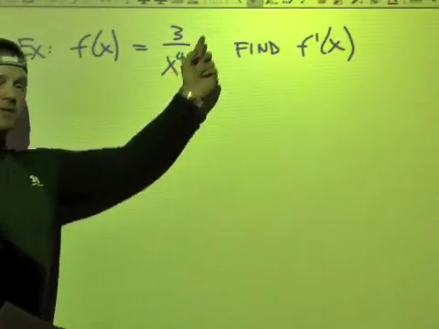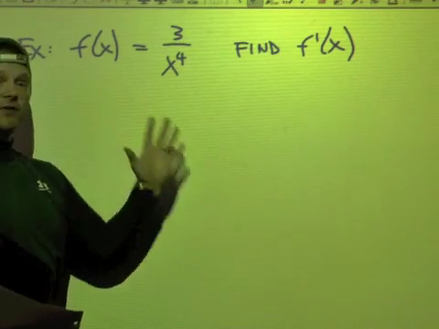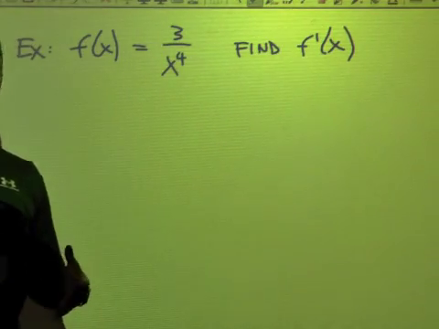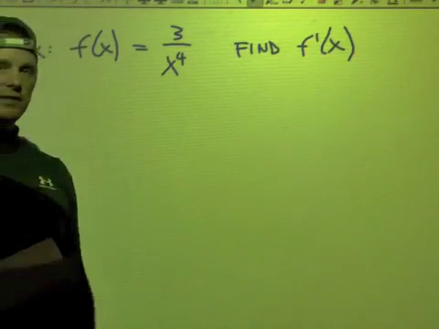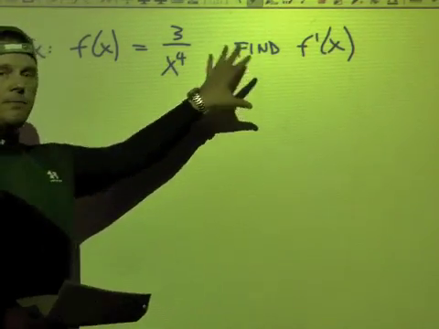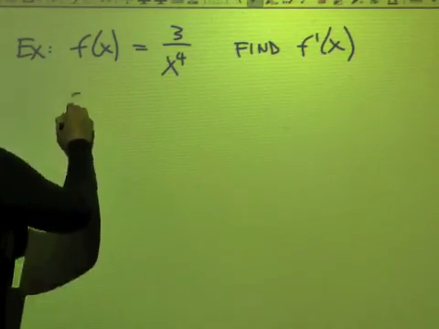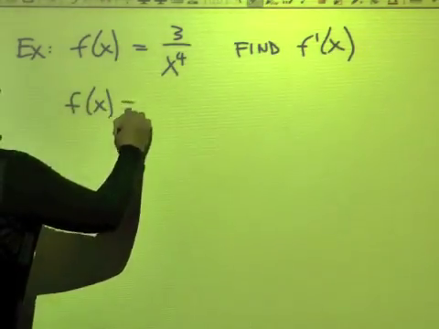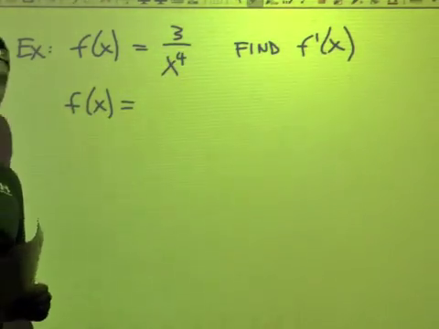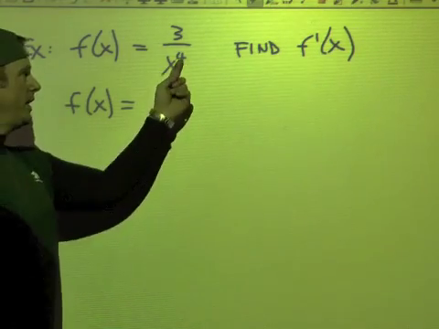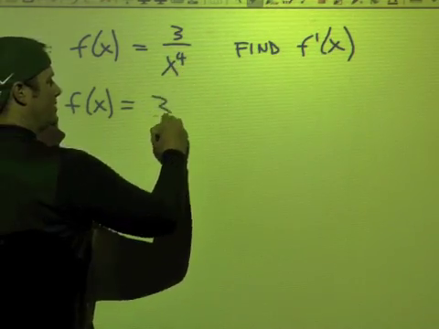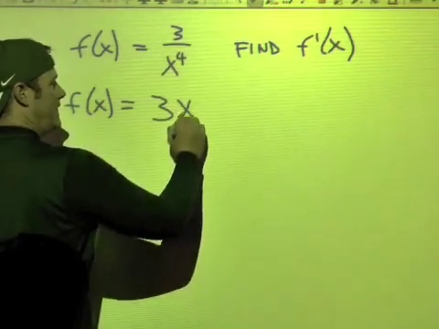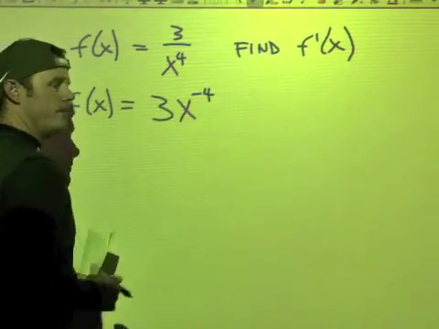Now fractions are particularly difficult with the limit definition, because you have to do all the common denominator stuff and fractions within fractions, and it's kind of a nightmare. But with the power rule, it makes this problem a lot easier. The first thing you want to do is rewrite this as a power function. And you got to remember that when you have x's in the denominator, you can rewrite them with negative exponents. So this is the same as 3 times x to the negative 4.